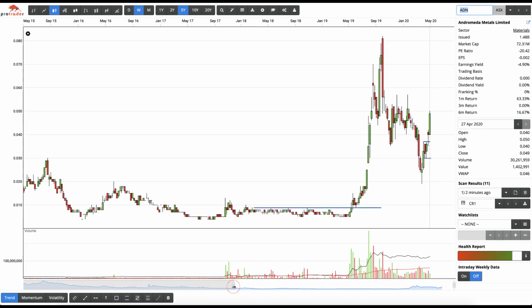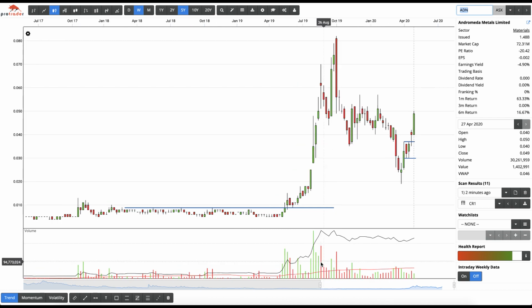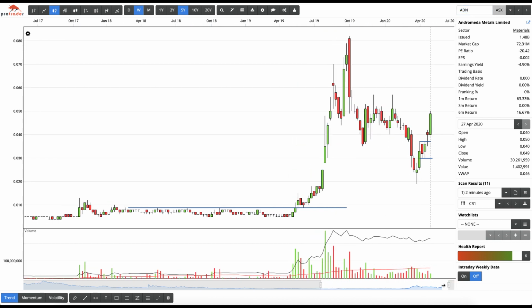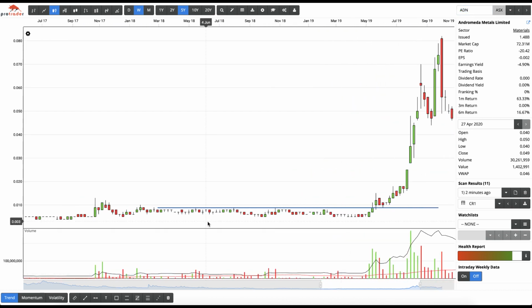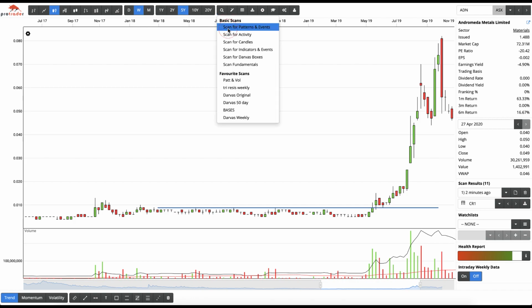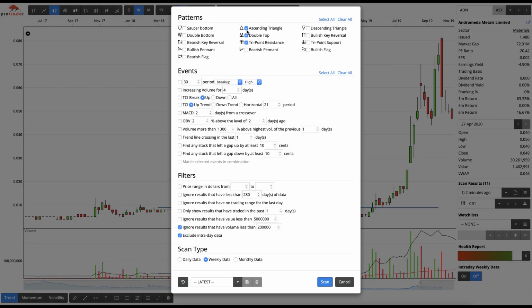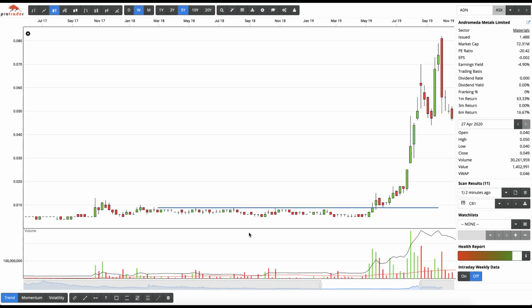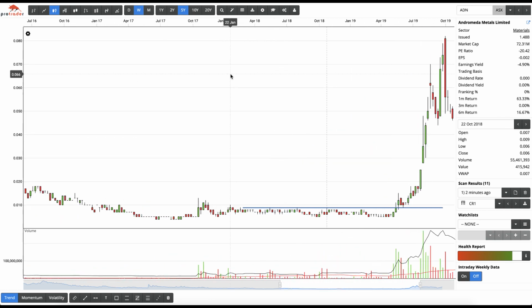Another one it found recently was ADN. This was a classical example of a huge base that came up in the tri-point resistance part of the scan. Obviously there are three little boxes I've ticked there, and it found this huge base where the price just kept pushing up against 0.009. It's a really cheap penny dreadful stock. Then we had the base breakout, and the rest is history.